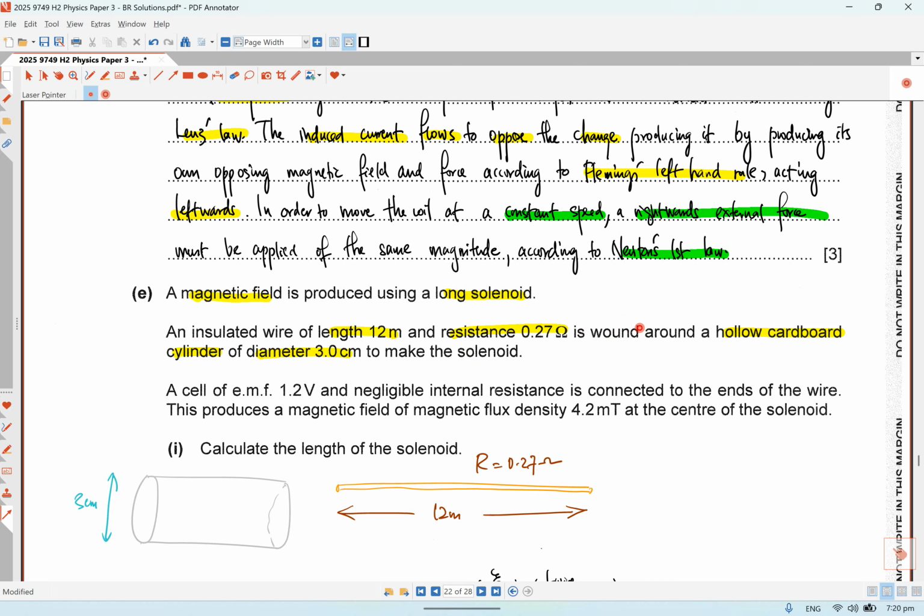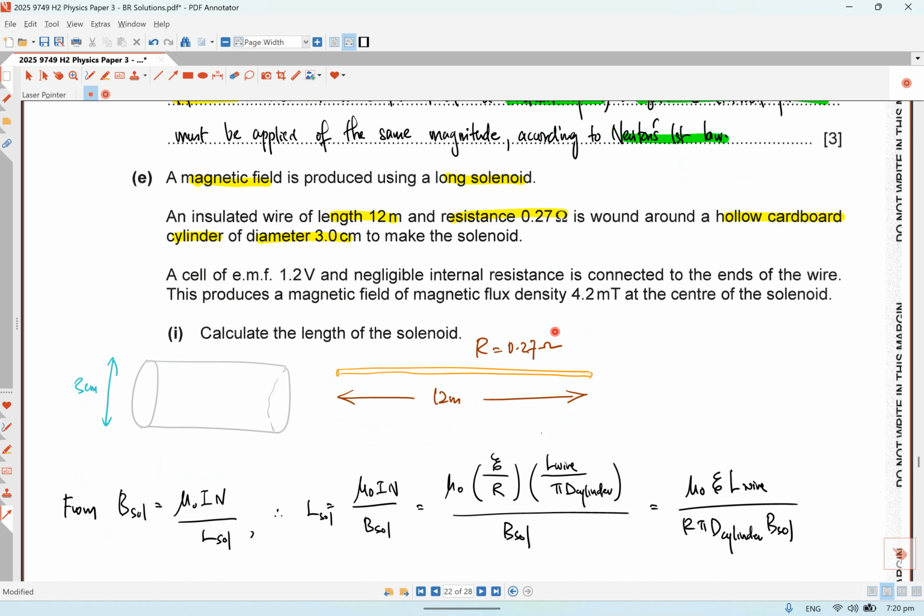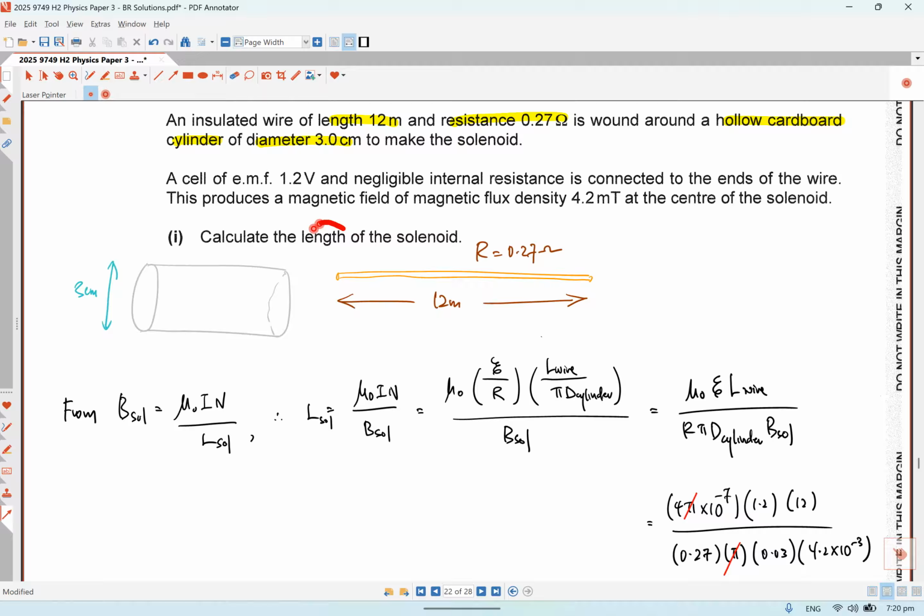They wound it round a hollow cardboard. The cylinder diameter is 3 cm, right, as I've drawn here. So that's the wire, the resistance is given, this is the length. We also said that the EMF is 1.2 and the magnetic field produced by this solenoid is 4.2 millitesla. So you want to find the length.